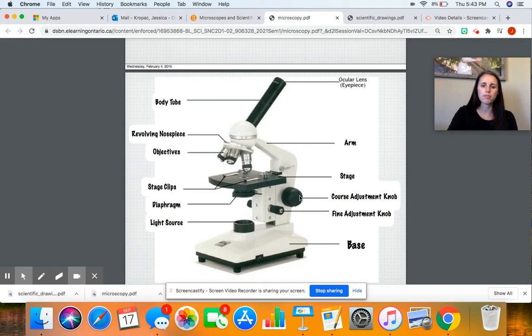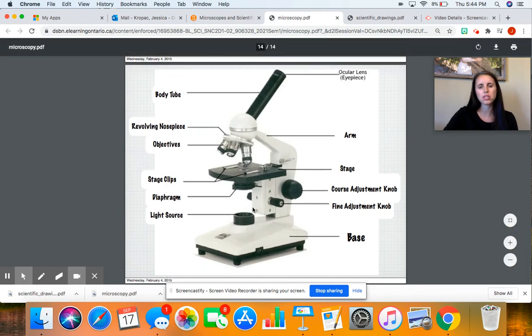You also want to be very careful that when you're using the coarse adjustment knob, you only use it on low and medium power. Again, on high power, the lens is very close to the stage. There's a chance that the coarse adjustment knob could swing the stage into the lens and you could break it. So that's the parts of the microscope.